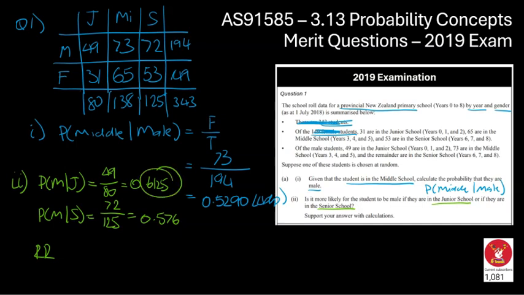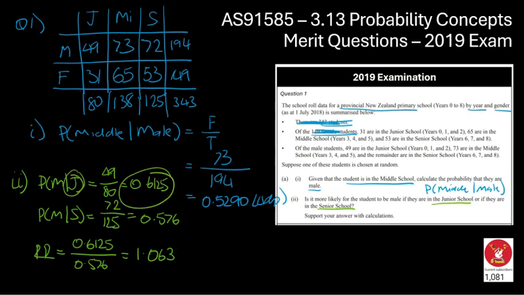I'm now going to go the big one divided by the small one to help me find the relative risk. So the relative risk of this is going to be 0.6125. All of that is divided by 0.575. And when I do that, that means I get 1.063. So because the number is greater than 1, that tells us this top group, which relates to the junior school, is bigger than the bottom group, which relates to the senior school. So that tells us males are more likely to be in the junior school when compared to the senior school.